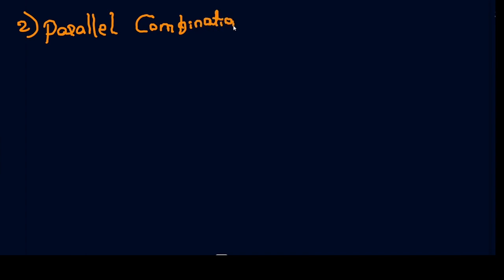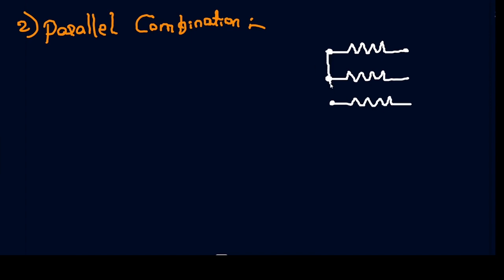Now it's time to discuss the second combination, that is parallel combination. Now what about this parallel combination? How are all the devices connected in this combination? Just simply let's take again those three resistors, but this time we are going to connect them like this. So this is my first resistor, this is my second resistor, and this is my third resistor. Now all these ends are connected to one terminal, and all the other ends are connected to another terminal, right?